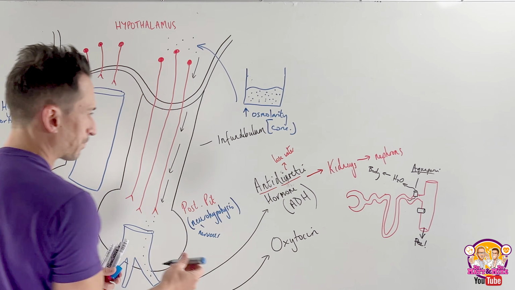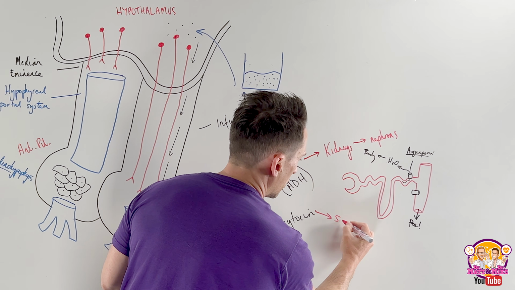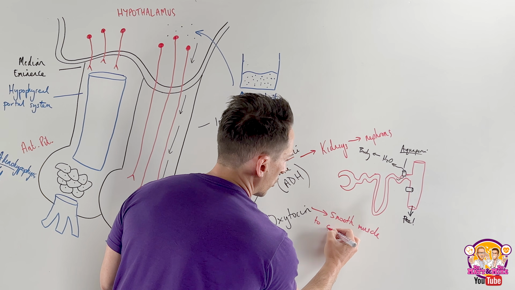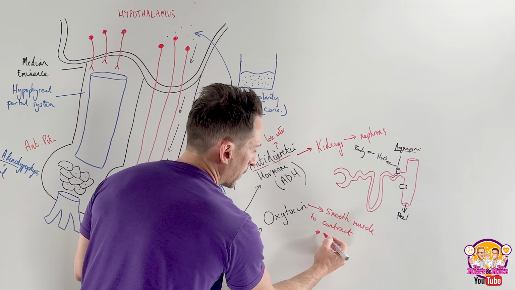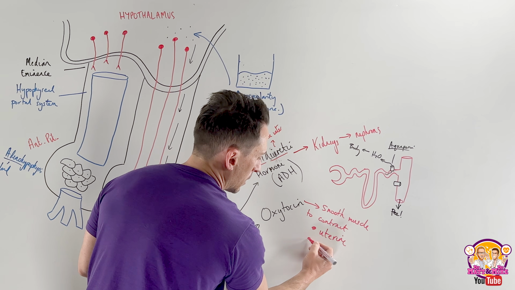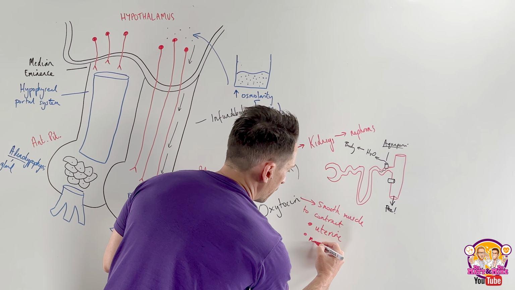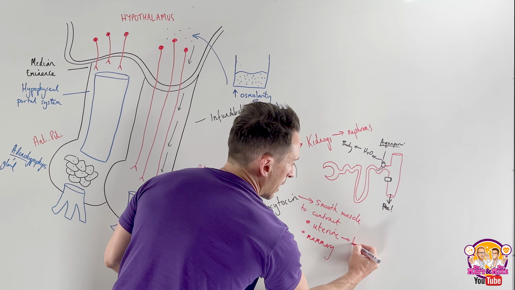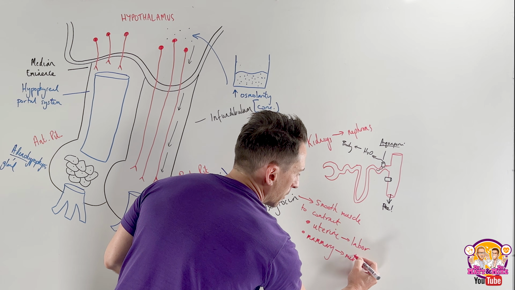What about oxytocin? Oxytocin tells smooth muscle to contract. Now, the smooth muscle it's specifically referring to here is the uterus and the muscles lining the ducts of the mammary tissue. So this helps in labour, so helping get bub out, and this helps for milk ejection.